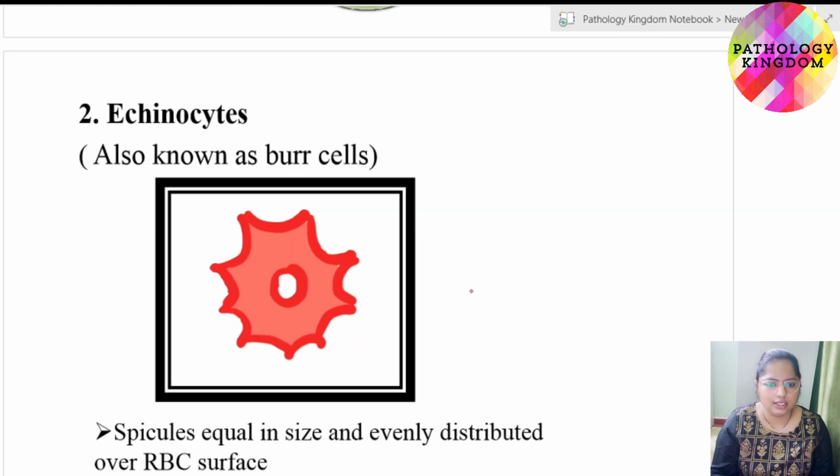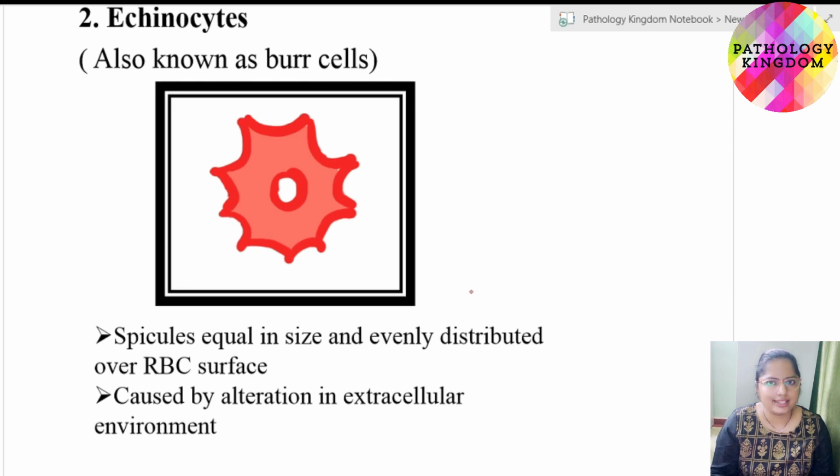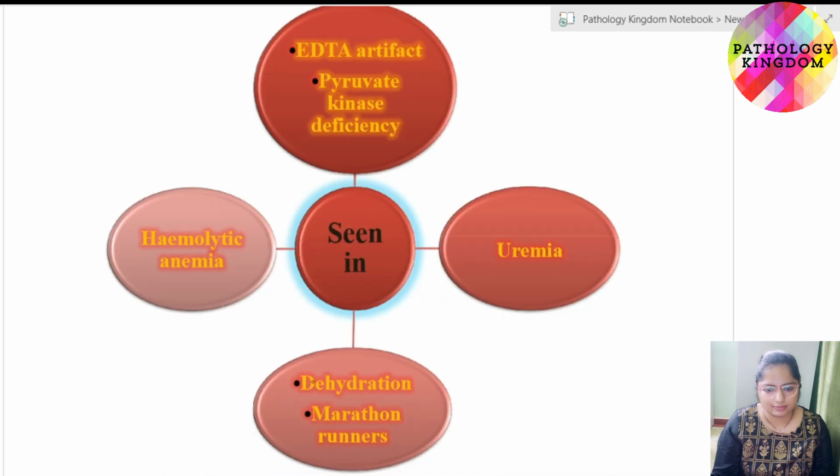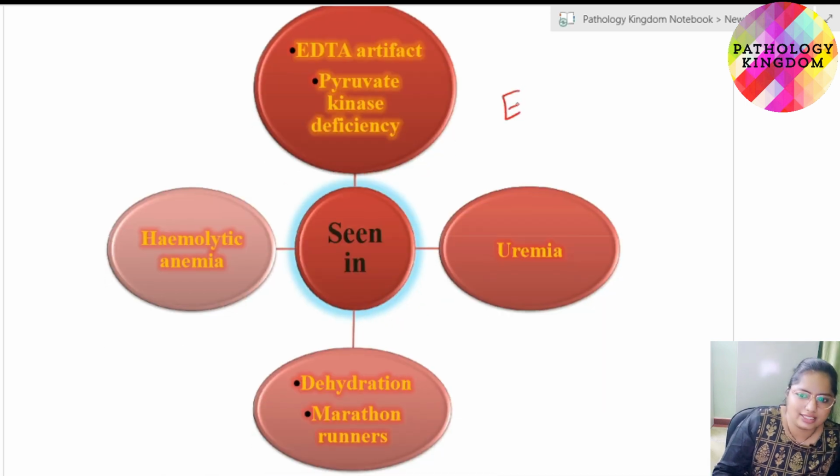Now coming on to the echinocytes. They are also known as Burr cells. The normal biconcave shape of RBCs is converted into echinocytes. It becomes like this. The spicules are equal in size and evenly distributed over the RBC surface, and this is caused by alteration in extracellular environment. So this is echinocytes. Now what are the conditions in which these types of cells can be seen?